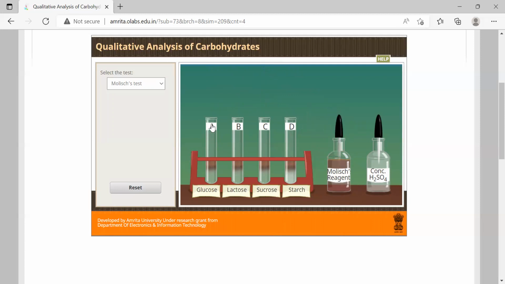Next, we are going to grab the test tube, put it by the 2 containers, and now place some concentrated sulfuric acid on the test tube. And we're going to do this for every single sample.